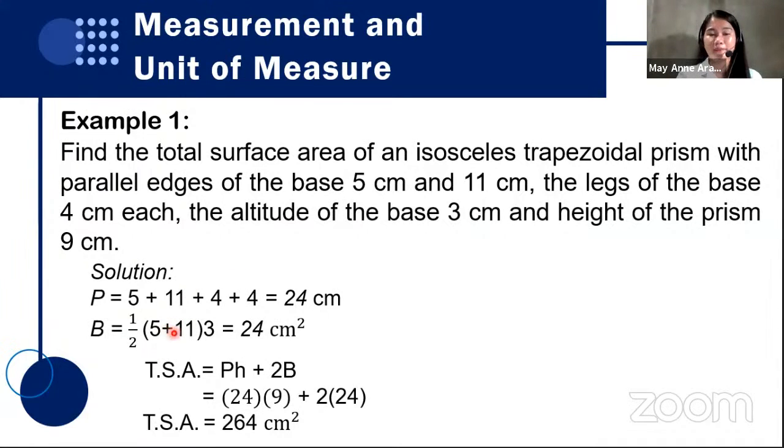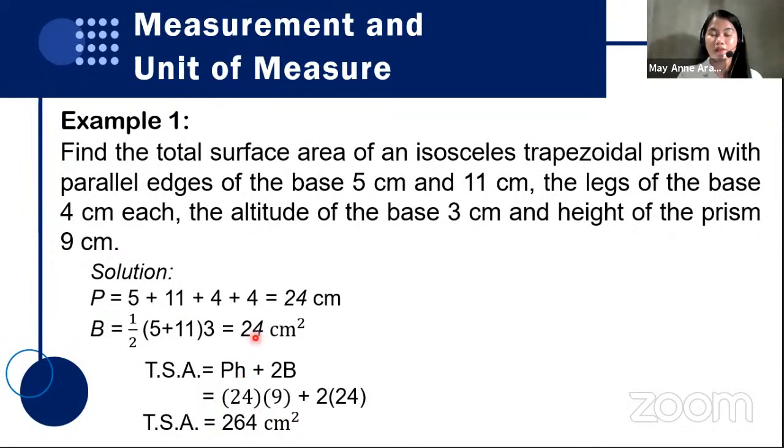And for the area, just apply the formula for finding the area of the trapezoid. So you have 5 plus 11, that is the length of the first base and the length of the second base, times 1/2, multiplied by 3, which is given also, the altitude of the base, 3 centimeters. So you will get 24. After that, you can substitute to the given formula.